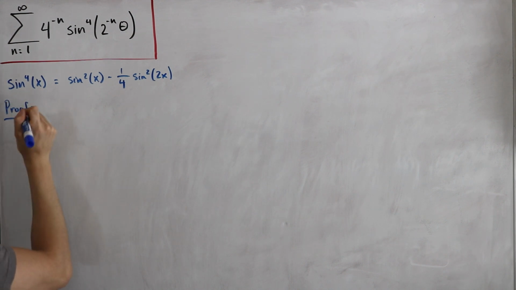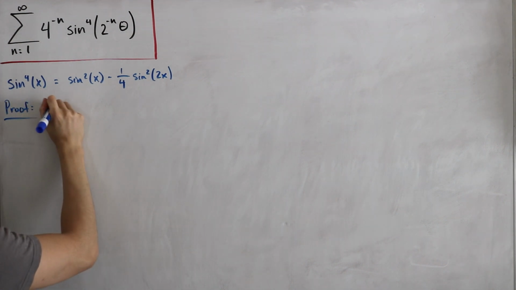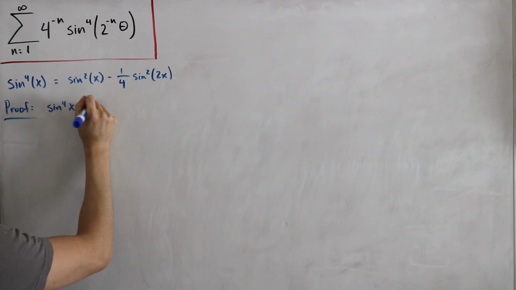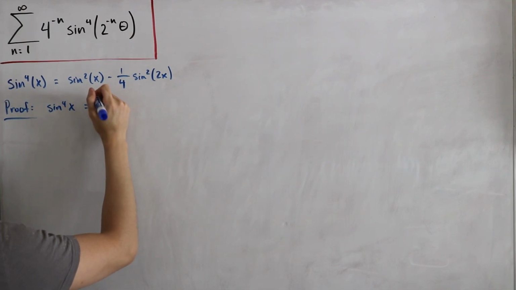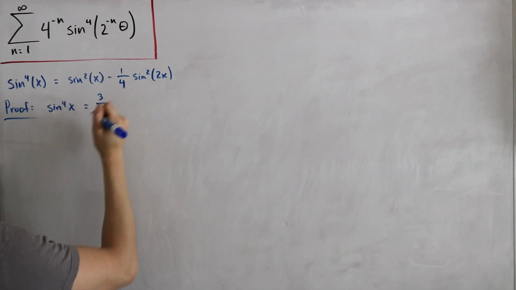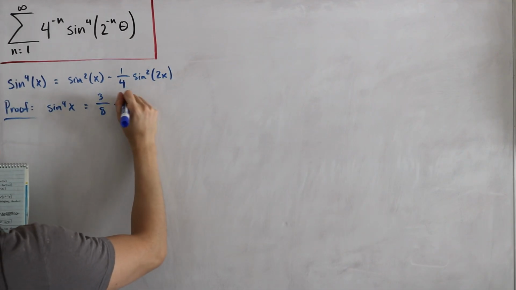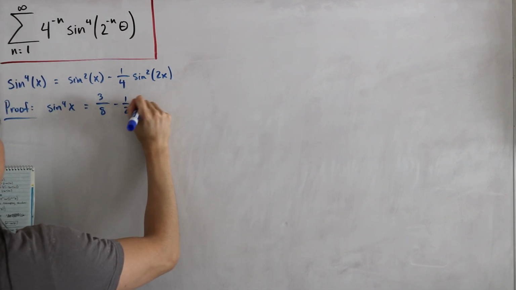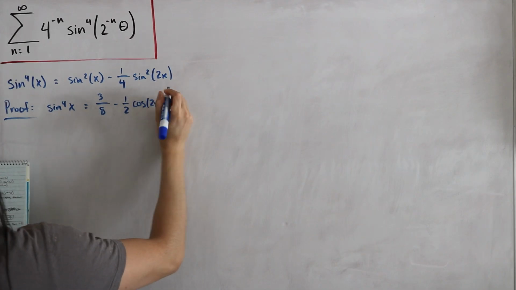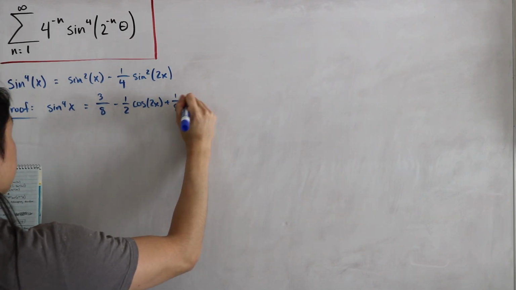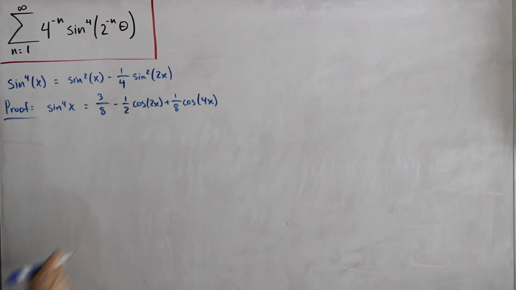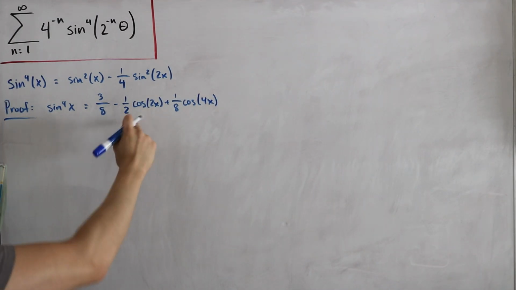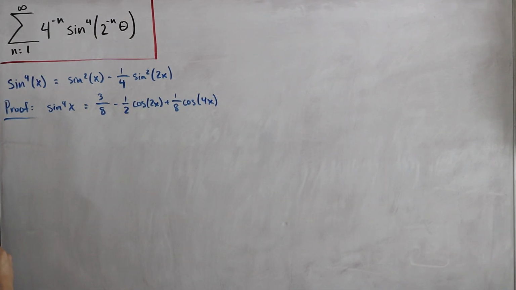So let's prove this. We know that sine to the power 4 of x has that nice identity, which you've definitely seen many times whenever you're doing trigonometry. It comes to 3 divided by 8 minus 1/2 cosine of 2x, and then add 1 divided by 8 times cosine of 4x. Well, let's do a little bit of substitution and change things up for both our cosine of 2x and cosine of 4x.